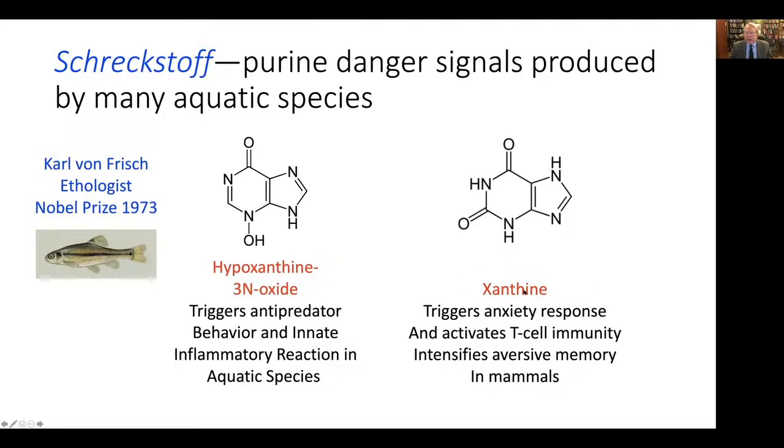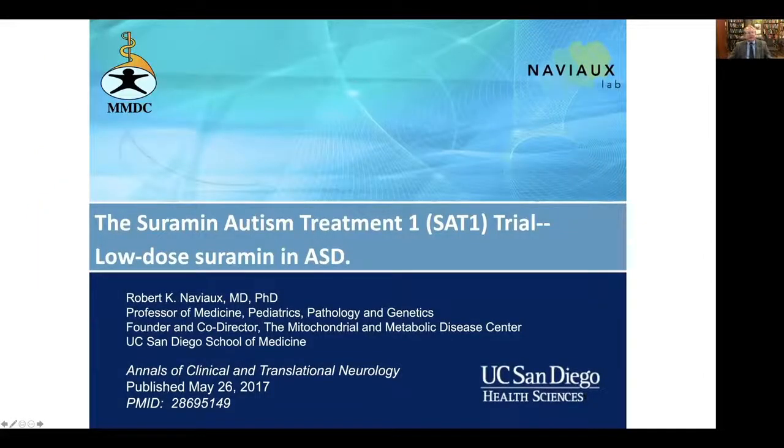And then xanthine has recently been shown to trigger a similar response in mice. It also influences T cell immunity and intensifies the aversive memories, the way that memory is laid down and retained in mammals. Okay, so I'm going to finish up by talking about the Suramin Autism Treatment 1 trial. This was a low-dose Suramin study, a single dose given by intravenous injection. Suramin can only be given by intravenous injection because if you give it by mouth, most of it just passes through and is not absorbed.